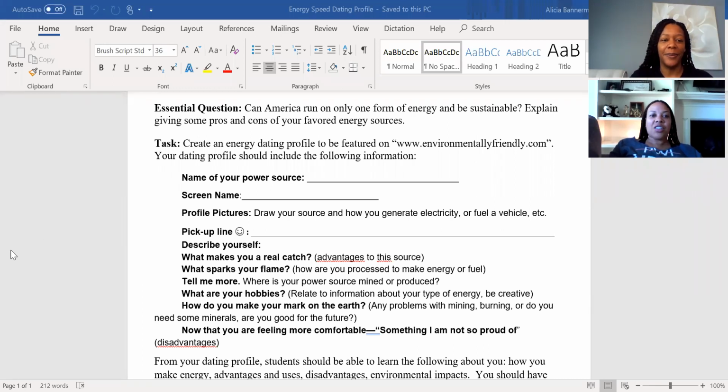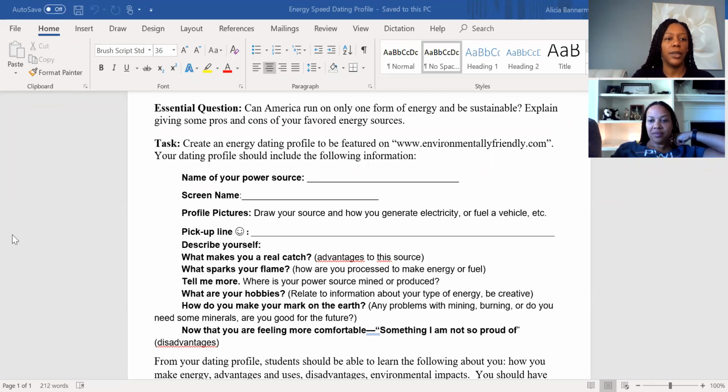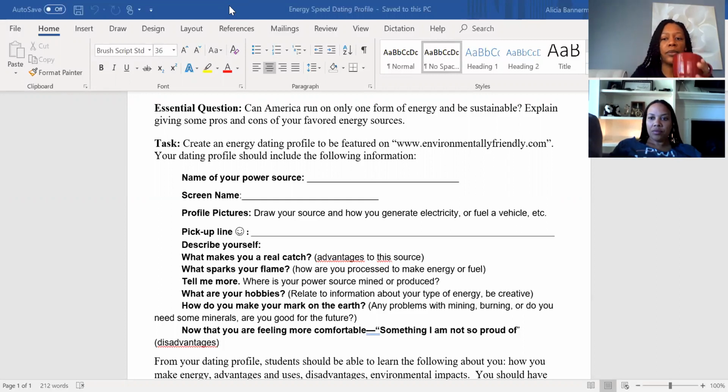So a screen name should have, well, what do you think, Ms. Bannerman or Ms. Shaw Howard or Ms. Doja Sanchez? How is a screen name going to be different than your regular name? Generally when you're making a screen name, it's some qualities about yourself, right? So I could use Alicia Bannerman as my screen name, but you want to make something that's kind of catchy, maybe tells a little bit about yourself, shows a little personality.